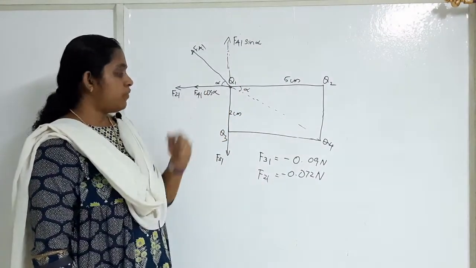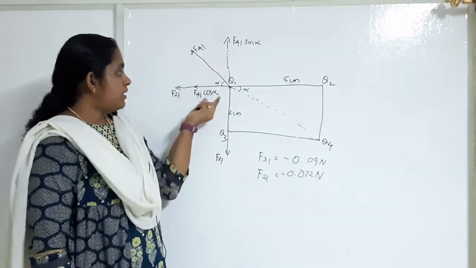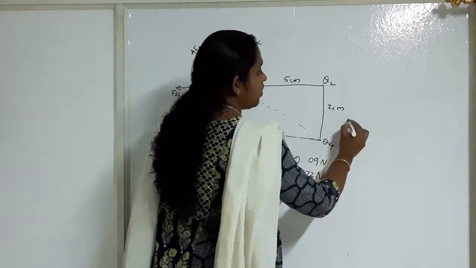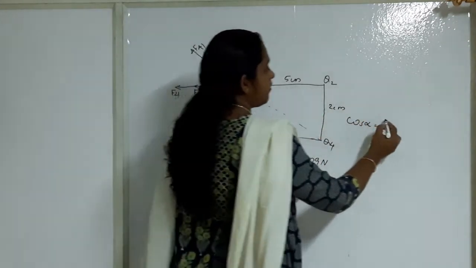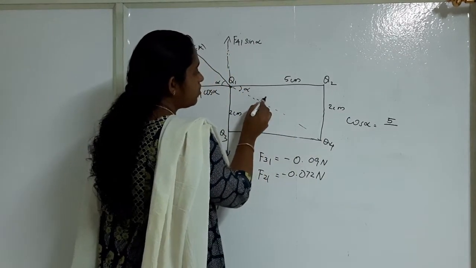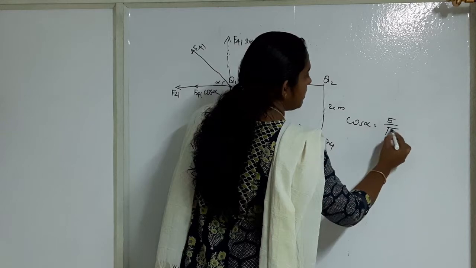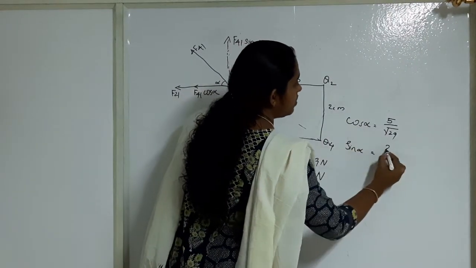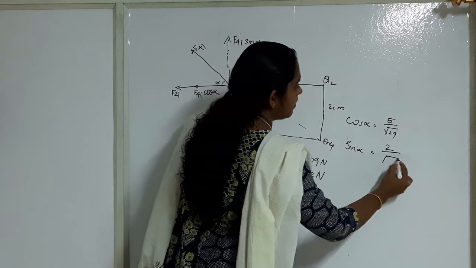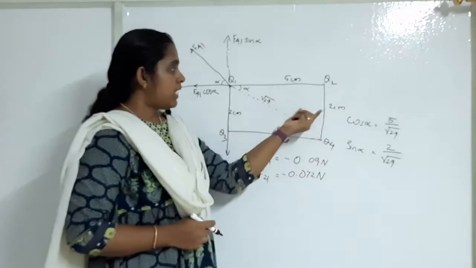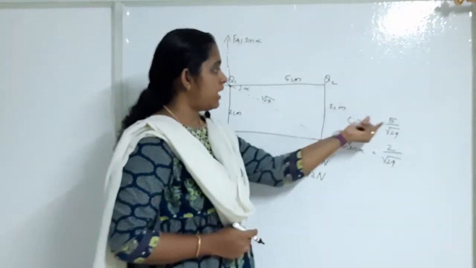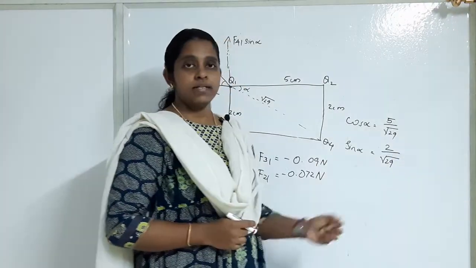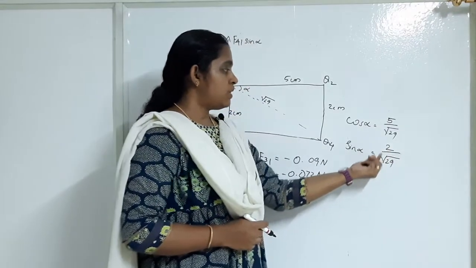Now how can we find this F41 cos alpha and F41 sin alpha? We can find cos alpha from this right angle triangle, because this is also 2 centimeter. So cos alpha becomes adjacent side 5 divided by hypotenuse root of 29. So cos alpha is 5 by root 29. Then sin alpha becomes opposite side 2 divided by hypotenuse root 29. We are not converting to meter, because 5 into 10 to the minus 2, and in the denominator root 29 into 10 to the minus 2, the numerator and denominator both cancel. So we take 5 by root 29, and here 2 by root 29.